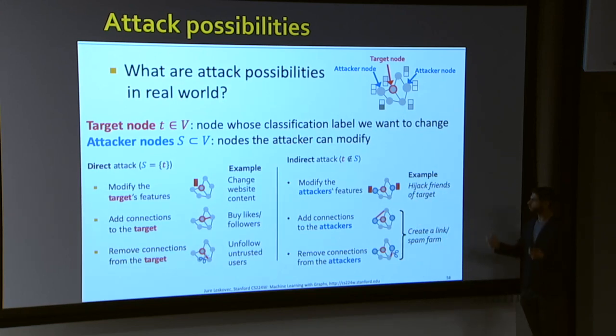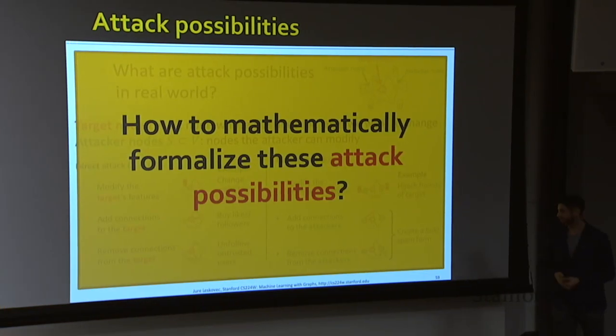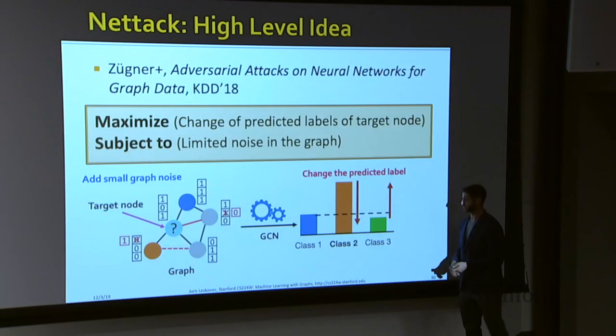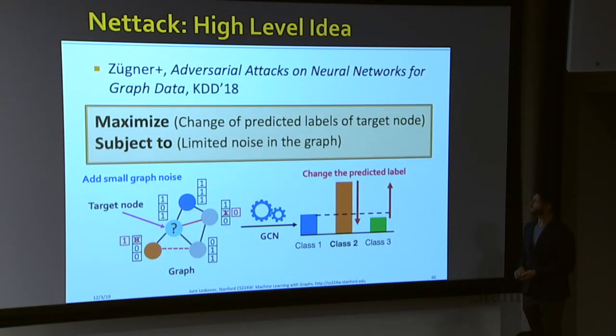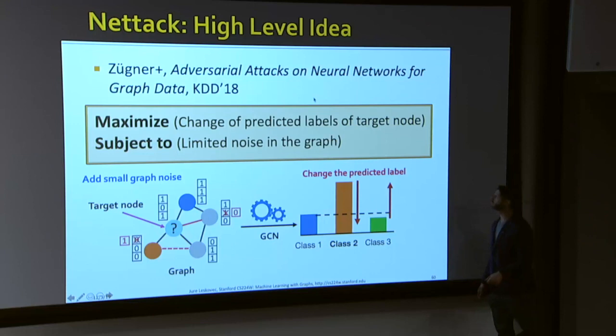Now that we have all these different tunable knobs, how can we turn this into a mathematical model, and how can we show how powerful these attack possibilities are? Let's start from the very high-level idea, which is similar to the question that I received at the beginning. What we want to do is maximize the change of the predicted labels of target nodes.